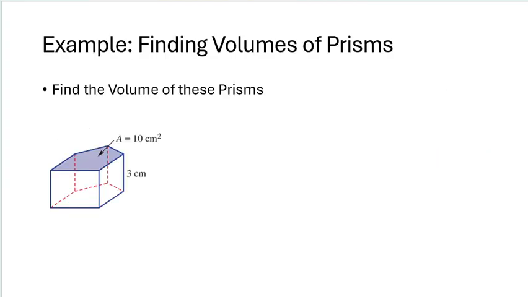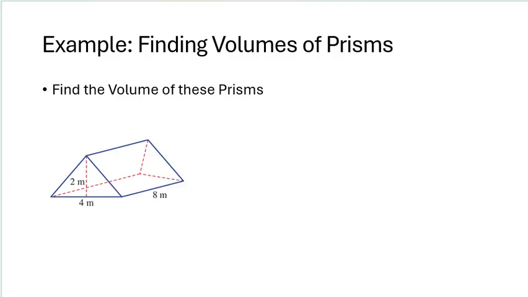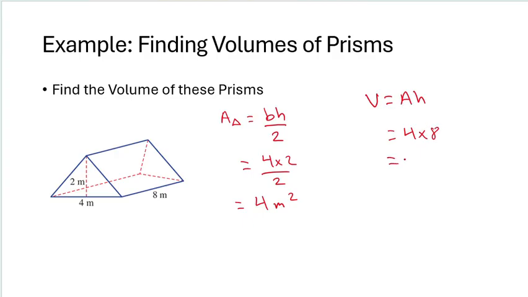Find the volume of these prisms here. Very straightforward. They've given us the area already, so we can just go 10 times 3. That equals 30 centimeters squared. For this one here, I need to find the area of the cross section. In this case, the area is a triangle, so base times height divided by 2. 4 times 2 divided by 2 equals 4 meters squared. That means V equals AH. 4 times 8 equals 32 meters cubed, just like that.